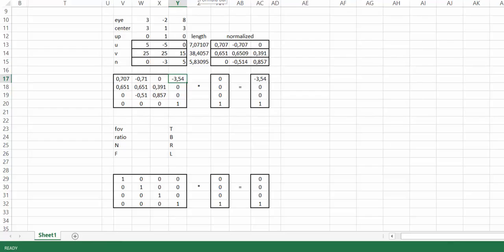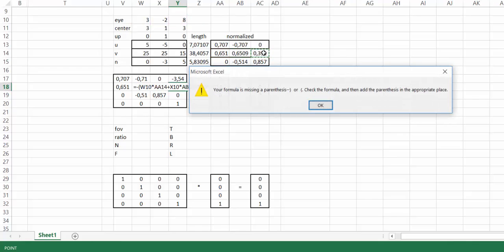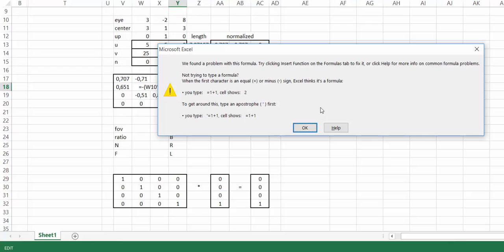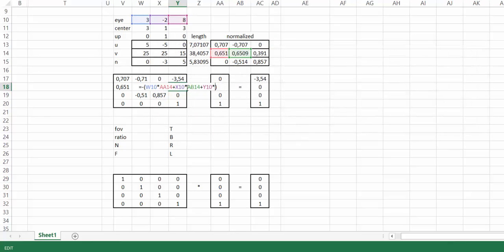Well, doesn't matter, let's just do the same for the others. Equals minus this, there, equals minus, parenthesis, this times this plus this times this plus this times this equals. Just to check that these are all okay.